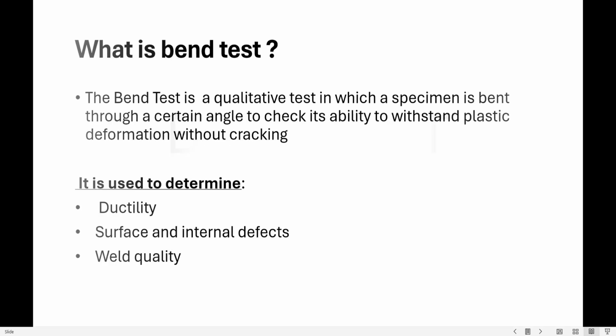Hi friends. In mechanical behavior and testing of materials, we are going to see the topic about bend test. What is bend test? The bend test is a qualitative test in which a specimen is bent through a certain angle to check its ability to withstand plastic deformation without cracking. It is used to determine the ductility, surface and internal defects and weld quality.